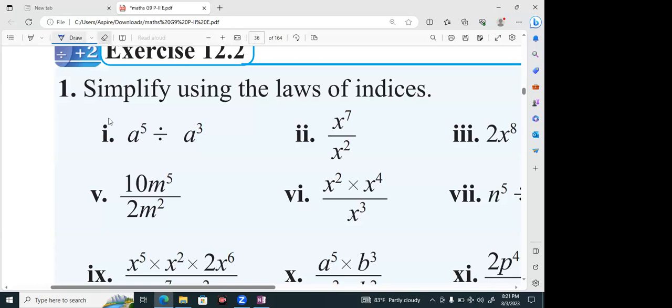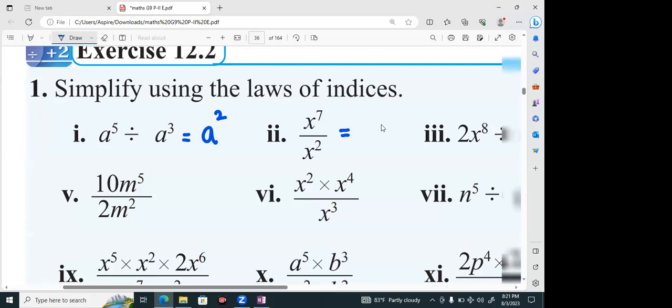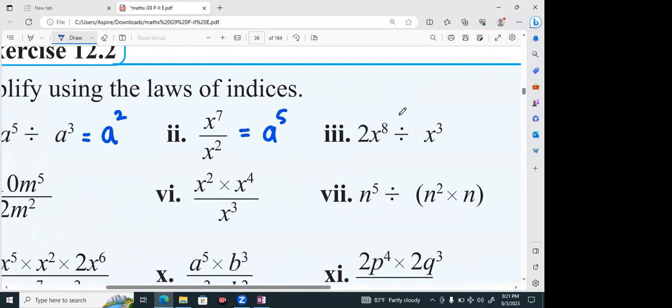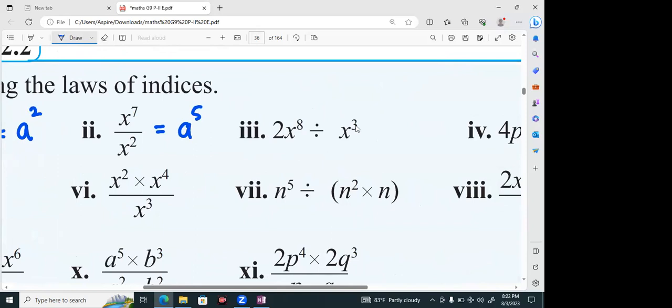What is the answer for the first one? A to the power of 2, no? For the second one, X to the power of 5. A to the power of 5. Here what is it? In a situation like this you might get a little confused.